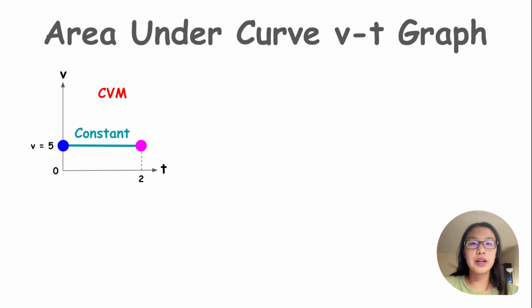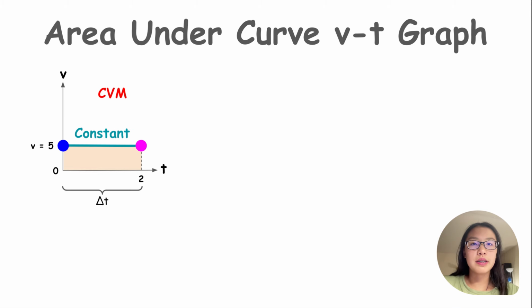This is represented by a horizontal line in the vt graph. The area under curve in this case is the area between the curve and the x-axis, represented by the orange rectangle. To find the area of this rectangle, we multiply its length, which is delta t, let's say 2 seconds, by its height, which is a constant velocity v of 5. In other words, the area is v times delta t.